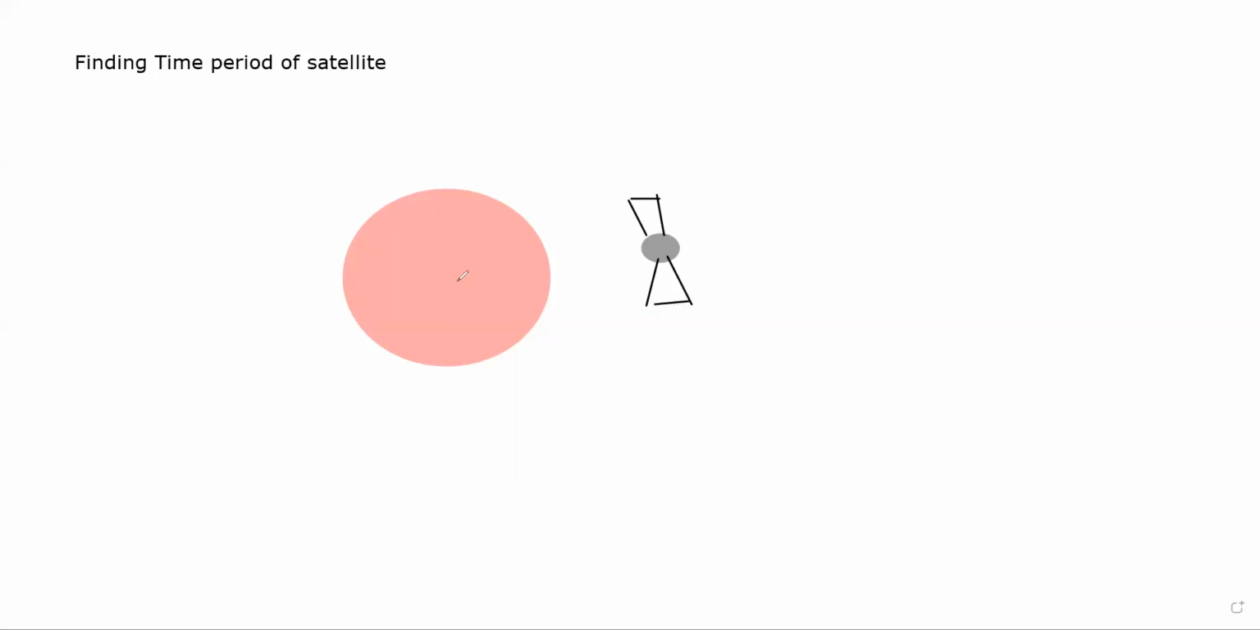The distance from the center, because we always take the distance from the center when the object is small, so we can compare the distance from the center to the surface of the object. So this is the distance between them, and if we represent this distance by r, what is basically r? R is the radius of Earth plus the height above the surface of the Earth.